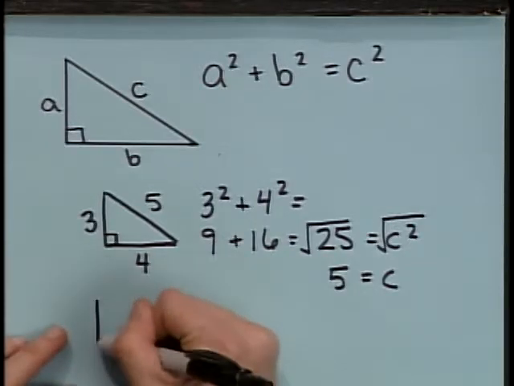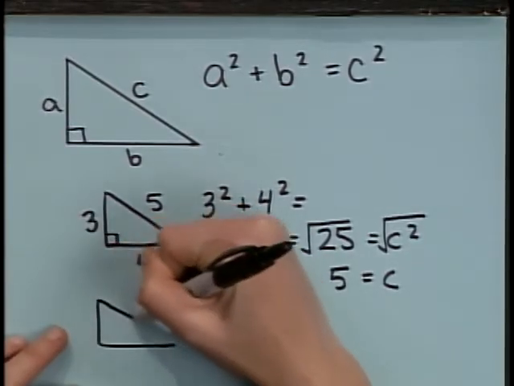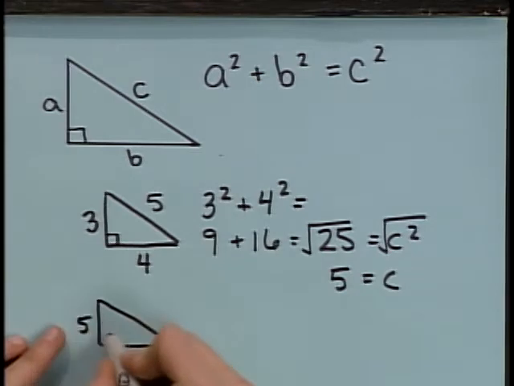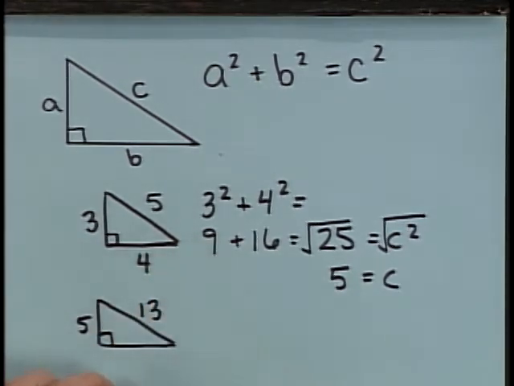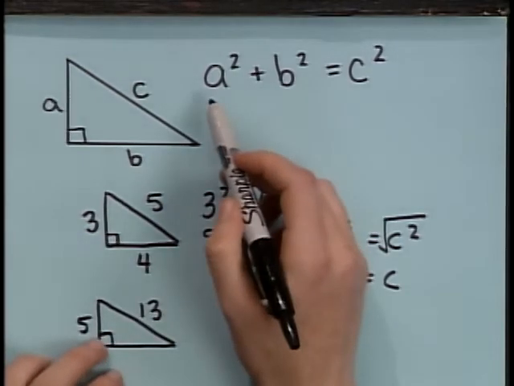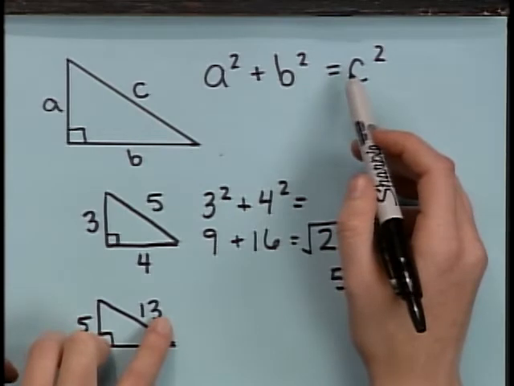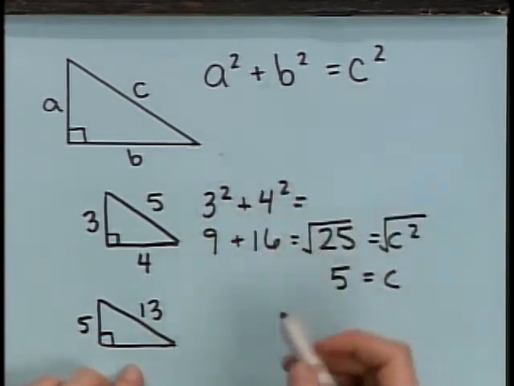But what if you don't know both legs? What if you knew one leg and a hypotenuse? You could still use this equation. Let's say that you had a triangle, and one leg was 5, and the hypotenuse was 13. You're looking for this leg. What you know is your a and your c values, and you're trying to find your b.